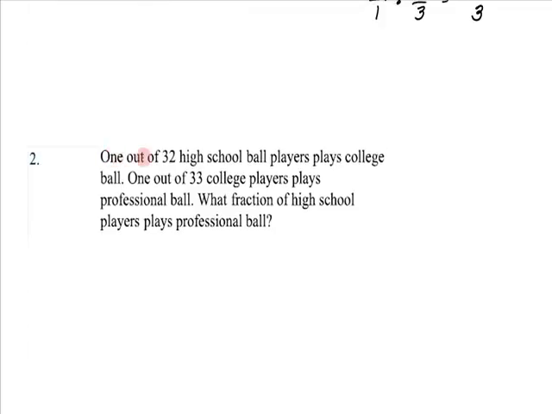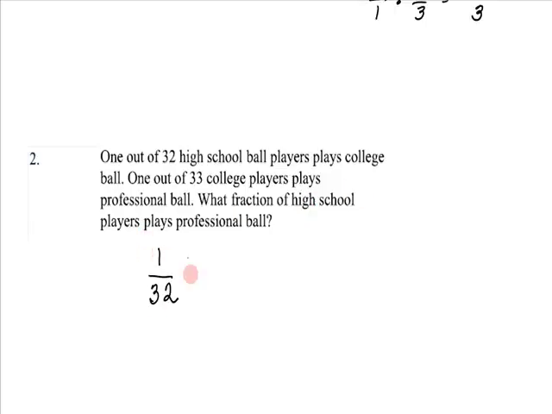It says 1 out of 32 high school ball players will play college ball. So out of 32 high school players, 1 will get to play college ball. That is 1 out of 32. That's the fraction that represents how many from high school will play college ball. Out of the ones that are playing college ball, 1 out of 33 college players plays professional ball. What fraction of the high school players plays professional ball?